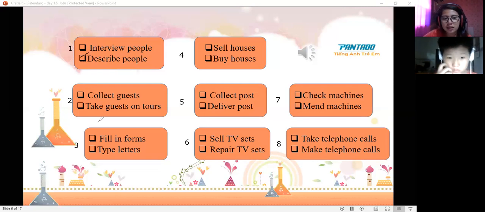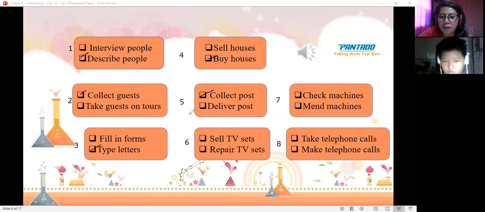Is it collect guests or take guests on tours? It's collect guests. Guests, not guest. Yes. Okay, that's great. How about number three? Is it fill in forms or type letters? It's type a letter. Okay, how about number four? Is it sell houses or buy houses? It's buy houses. Okay, how about five? Collect post or deliver post? It's collect post. Can you pronounce post? Post. Very good.